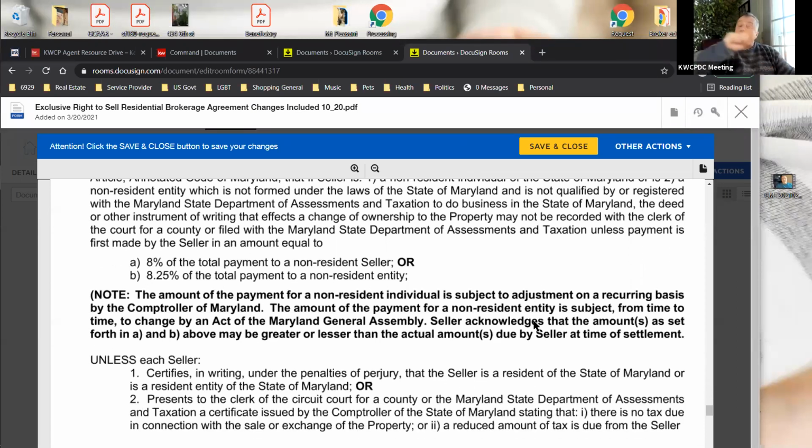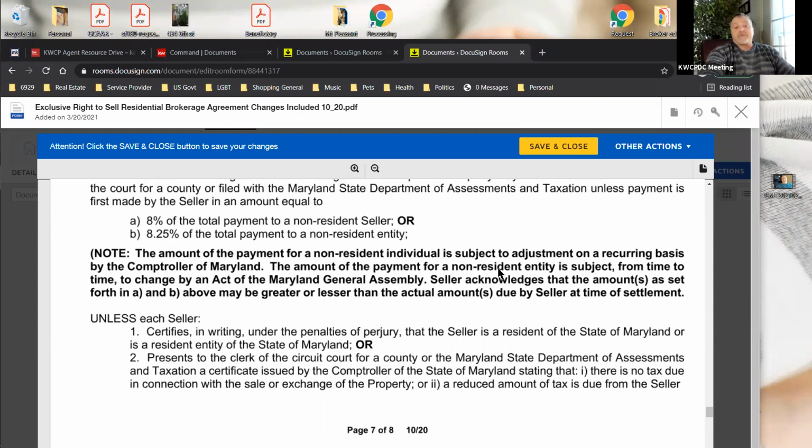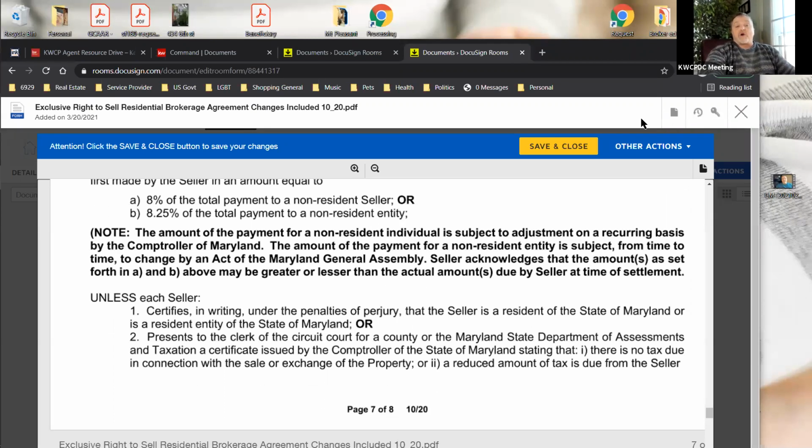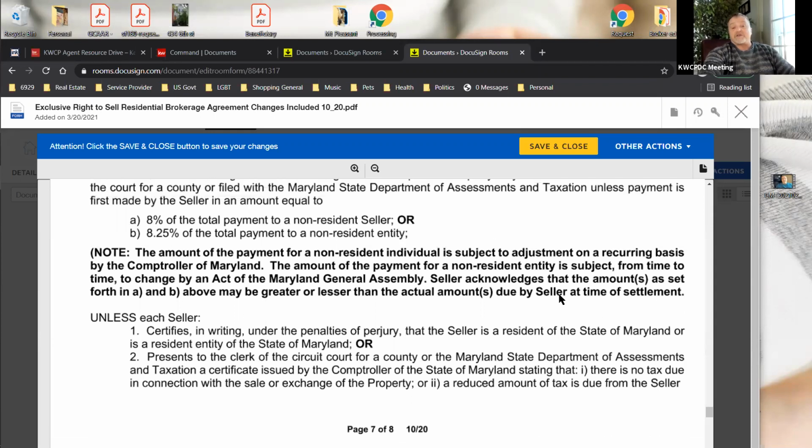So that's 8% of the total sale price. That's not 8% of the profit. That's 8% of the total sale price. All right, or 8.25% of the total payment to a non-resident entity. The amount of payment for a non-resident individual is subject to adjustment on a recurring basis by the Comptroller of Maryland. The amount of the payment of a non-resident entity is subject from time to time to change by the act of the Maryland General Assembly. Seller acknowledges that the amounts as set forth in A and B above may be greater or less than the actual amounts due by the seller at the time of settlement.